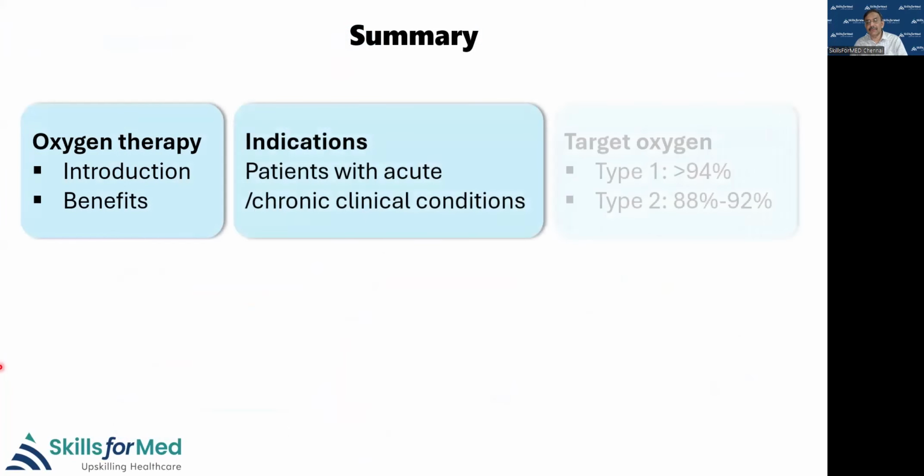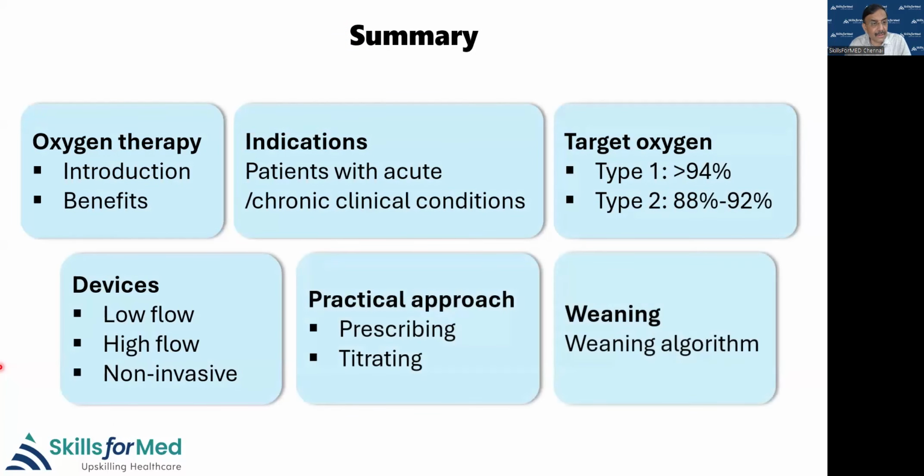So with that, we come to the end of this webinar. We talked about oxygen therapy. What is oxygen therapy, and what are the benefits? And then we spoke about indications: acute conditions, chronic conditions, post-operative conditions. And then we talked about the 2 types of respiratory failure, type 1 and type 2. Why should we know about this? It's because the target ranges are different.